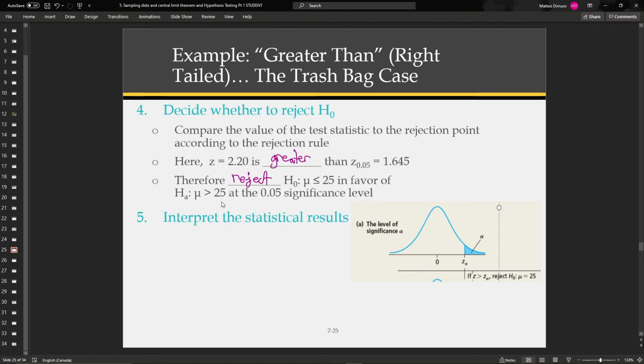Okay, it's important that you write the alpha value, because if we change the alpha value, that might change the conclusion of our experiment. Okay, then you need to do step 5, which is interpret the statistical result. So you just need to write a sentence of what it actually means.